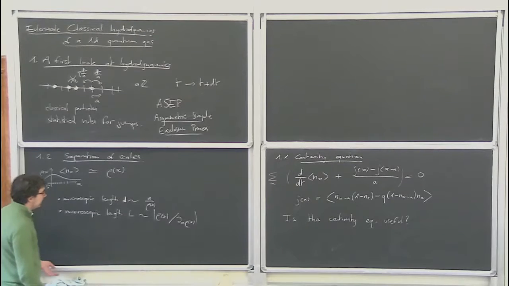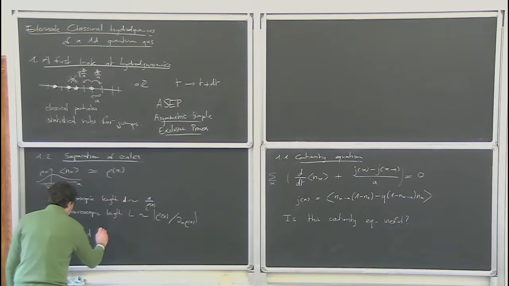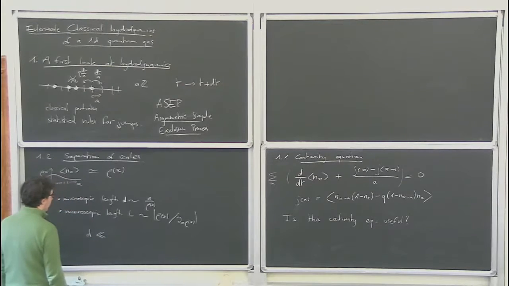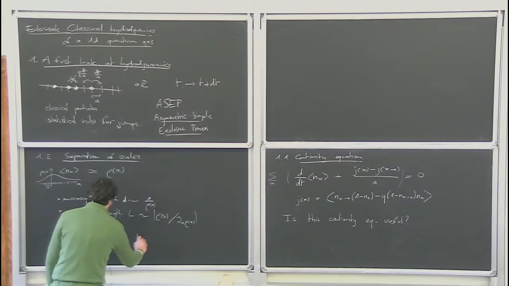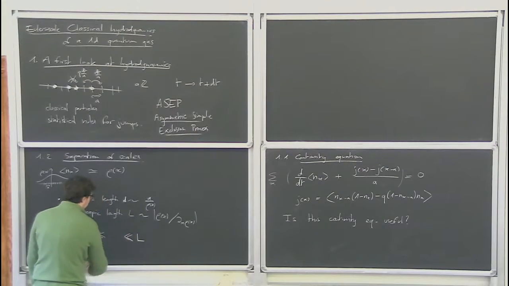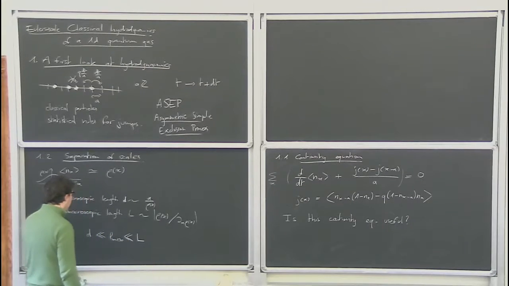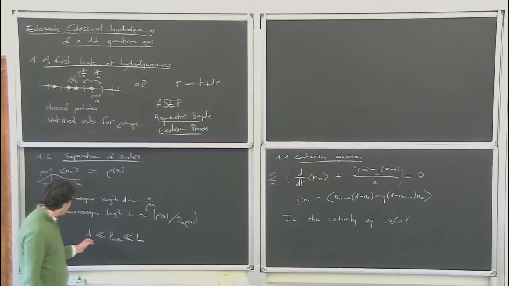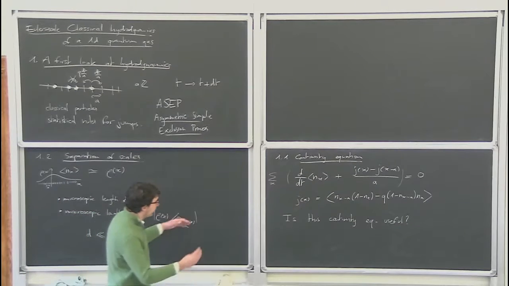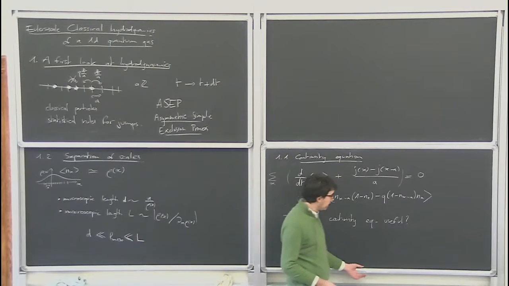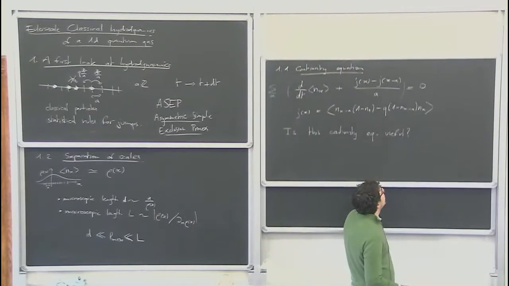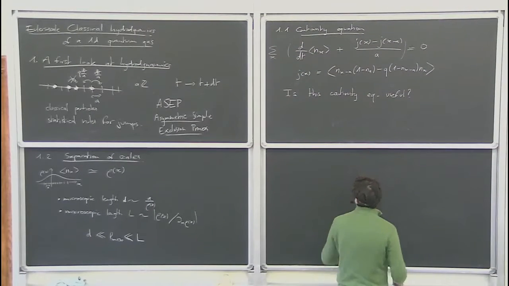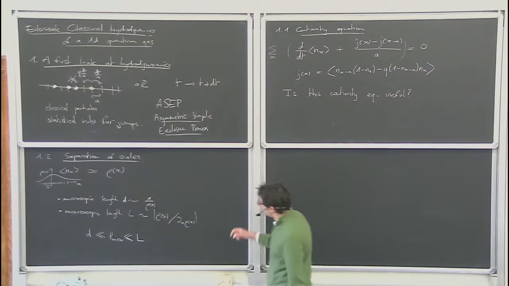And what we want is that d is much smaller than L, but not only that. Actually there's an intermediate mesoscopic scale between them, much larger than the interparticle distance, but much smaller than the scale on which the density varies. So the picture is the following. I'll draw it here.